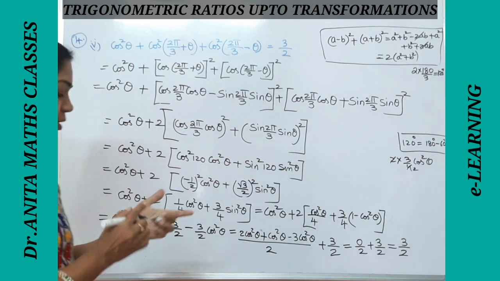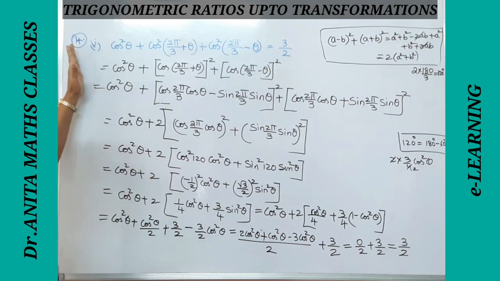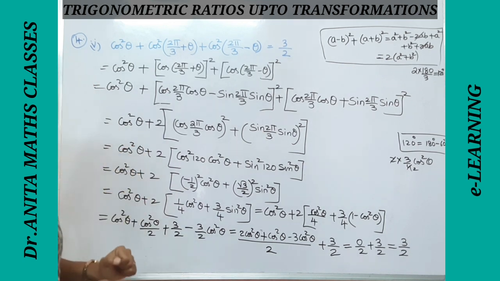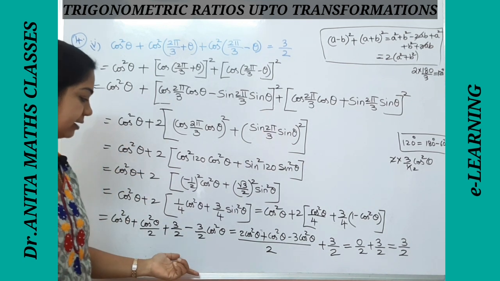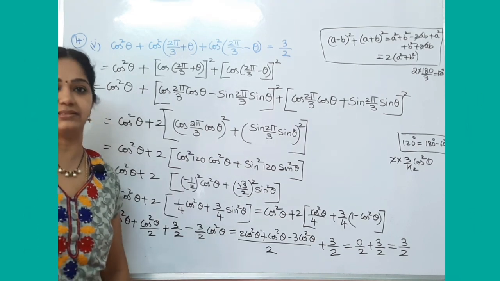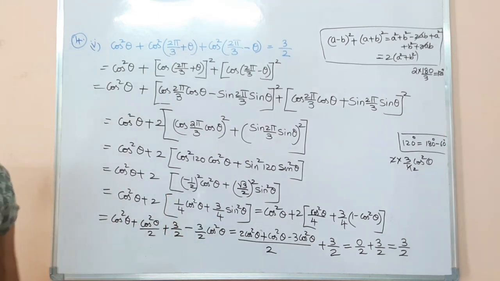This is the RHS. Okay, with this we have completed the 4th problem. In that, the 5 bits I have completed. Hope you have understood that, and we will see the next problems in our next session. Thank you all. Please pause and note it down. Thank you.